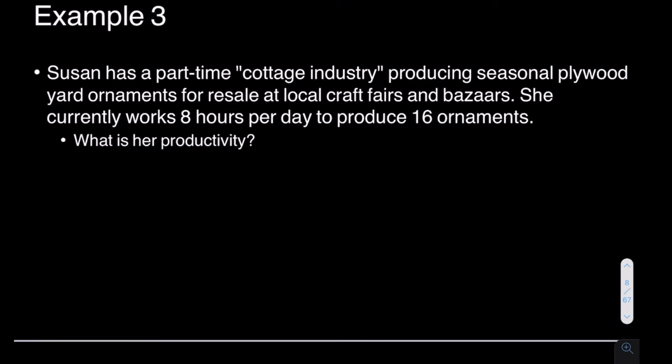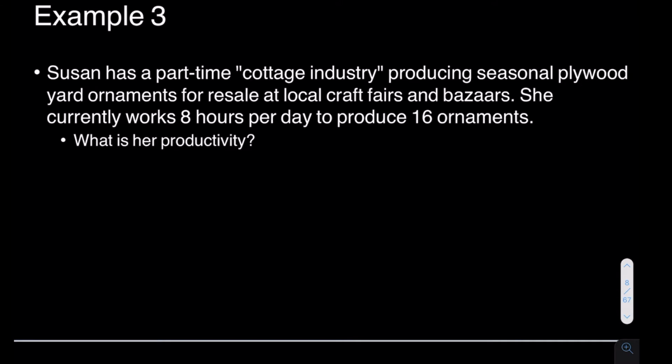Example 3. In example 3, I give you a little bit more realistic business case where you can use the productivity concept. So let's read the caption. Suzanne has a part-time cottage industry producing seasonal plywood yard ornaments for resale at local craft fairs and bazaars. She currently works 8 hours per day to produce 16 ornaments.